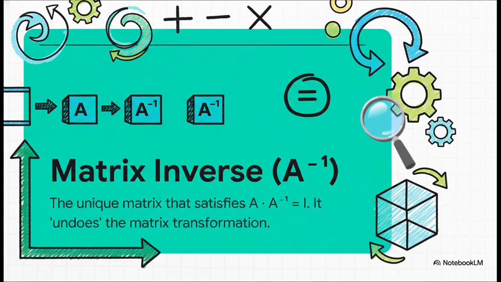Okay, so what's the official definition? For any square matrix, we'll call it A, its inverse is written as A with a little -1 superscript. This is the one and only matrix that, when you multiply it by the original A, you get back to this special matrix called I. We're going to meet I in just a second, but the main takeaway is simple. Whatever A does, A inverse undoes.